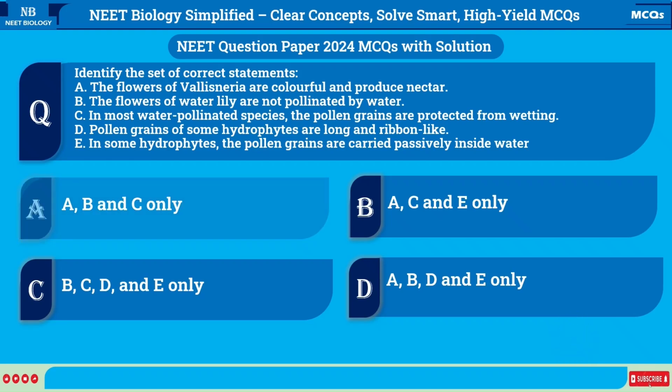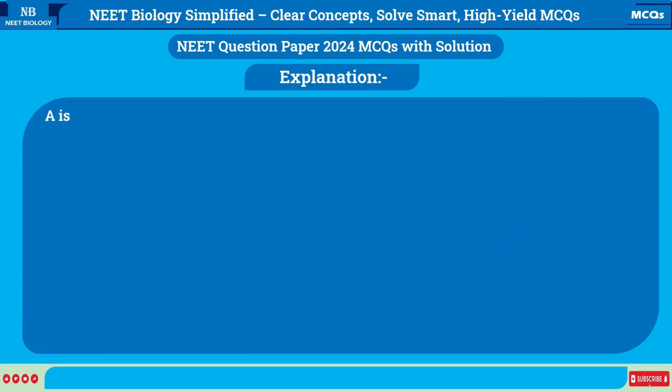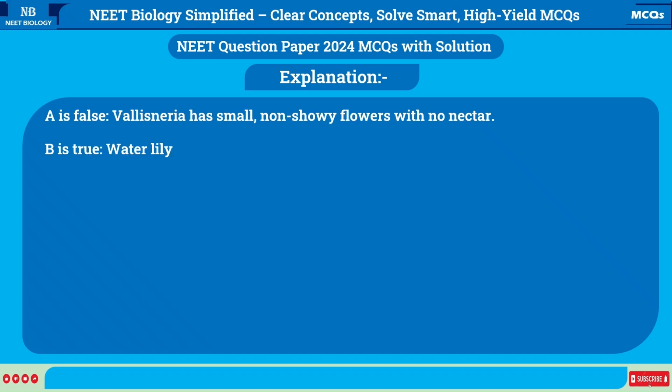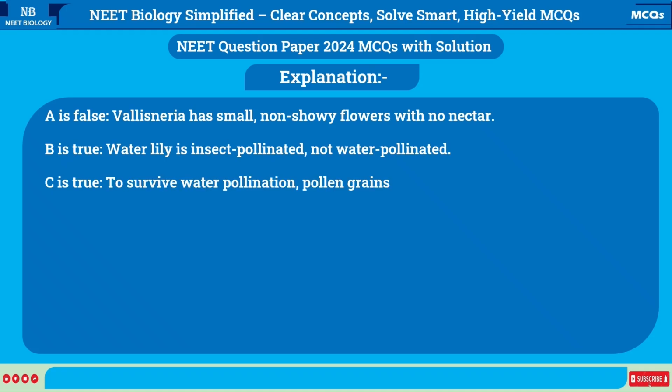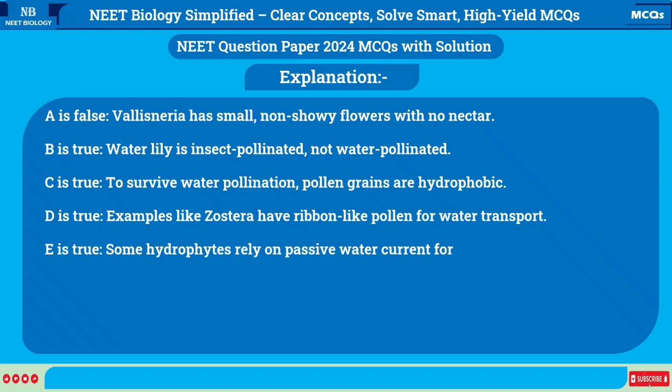Correct answer is C. B, C, D and E only. Explanation. A is false. Vallisneria has small, non-showy flowers with no nectar. B is true. Water lily is insect-pollinated, not water-pollinated. C is true. To survive water pollination, pollen grains are hydrophobic. D is true. Examples like Zostera have ribbon-like pollen for water transport. E is true. Some hydrophytes rely on passive water currents for pollen dispersal.